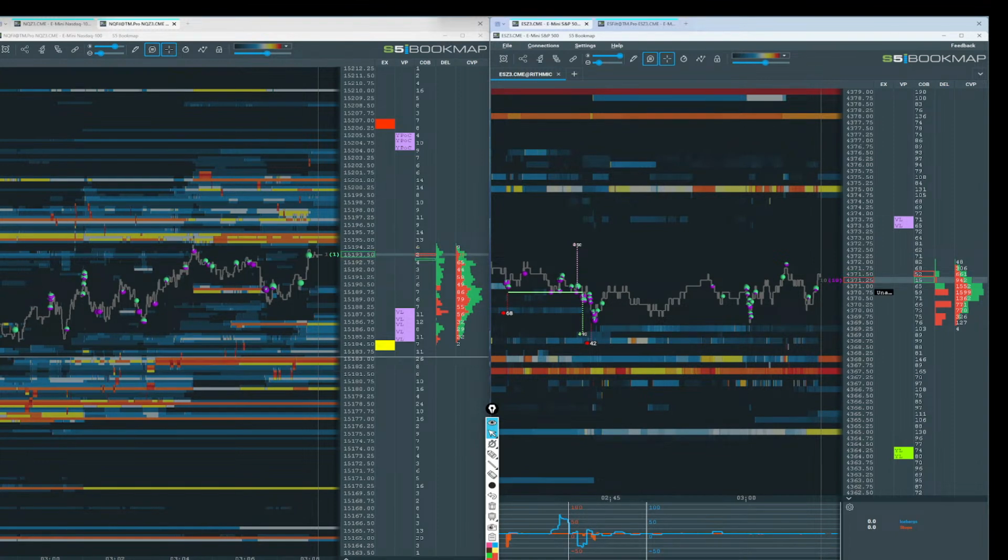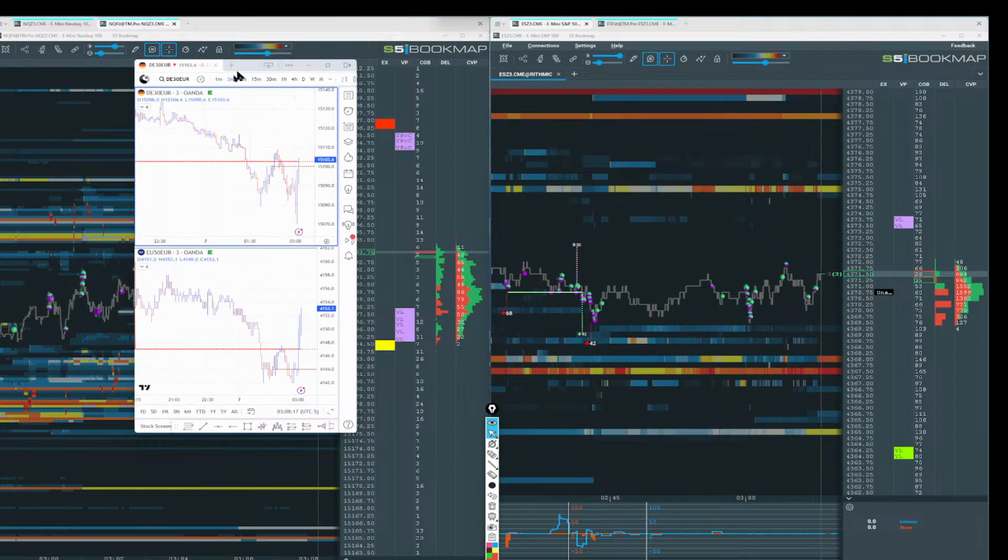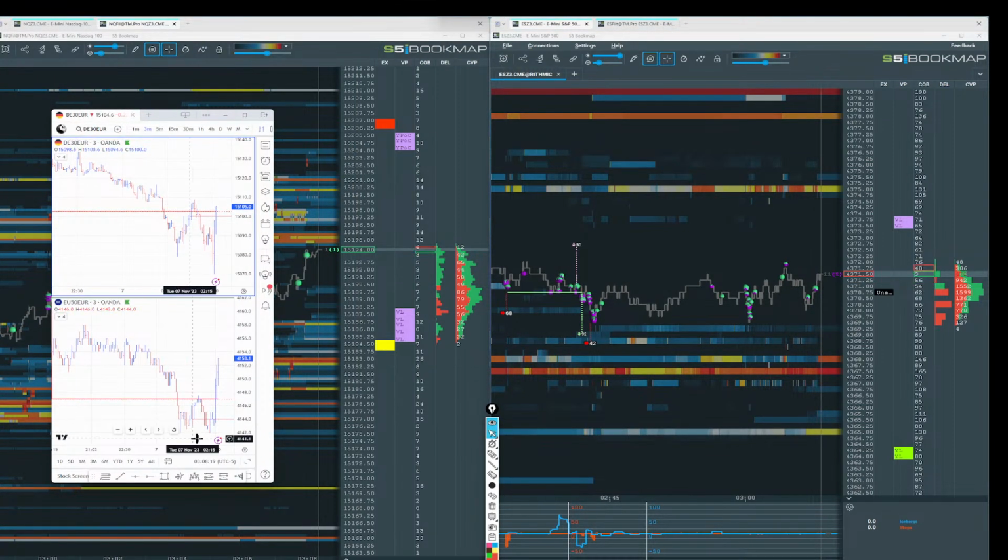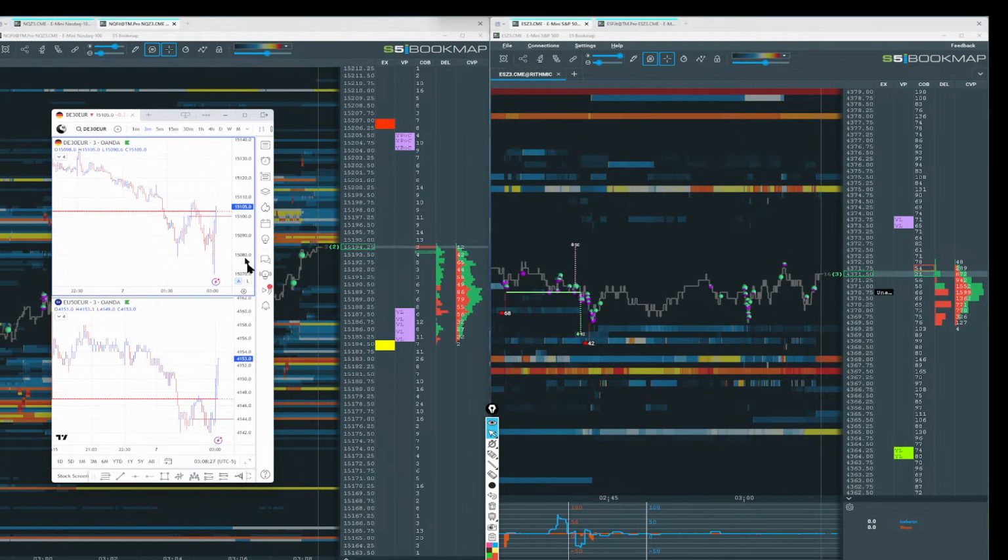Looking across at DAX and Eurostox, you can see that Eurostox has broken back above yesterday's low, and DAX is trying to now. So they're a little bit bullish. So in terms of action, it was actually not in our Bookmap charts. It was in the DAX itself there.